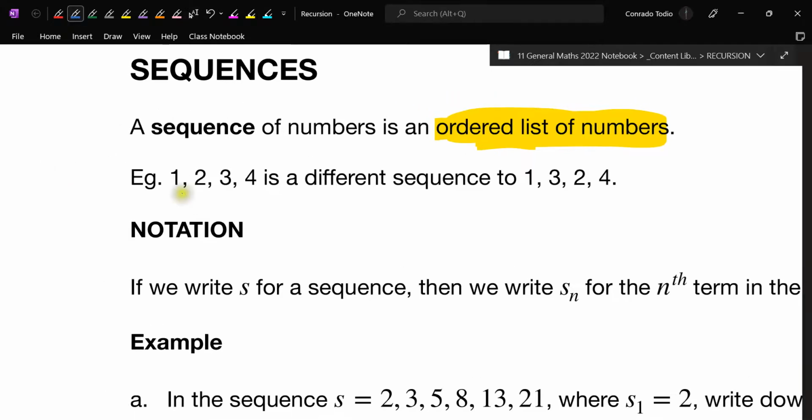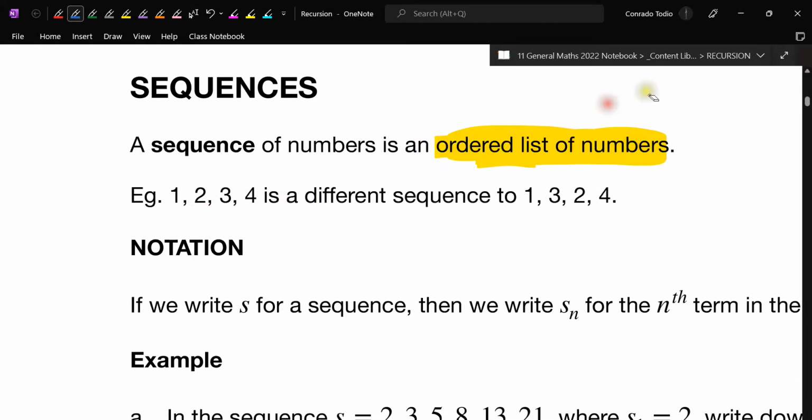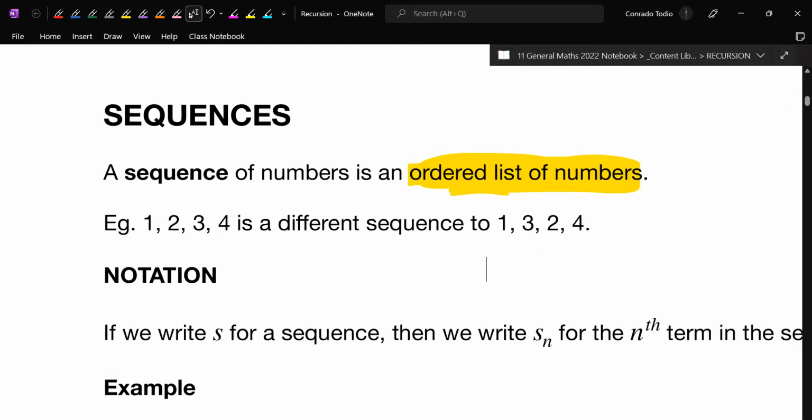For example, 1, 2, 3, 4. Whenever you're counting in single units, that's a sequence. Whenever you count by twos, that's a sequence. Whenever you count down from 10, that's also a sequence. In every set of numbers, that's what we refer to as a sequence. Obviously, this set, 1, 2, 3, 4, is different to this set, 1, 3, 2, 4. So think of a sequence as an ordered list, just a bunch of numbers.